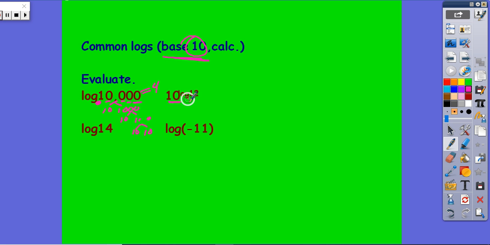The next one right here, 10 to the log base 10. So log base, there's nothing there, so it's base 10. They're inverses, so that equals 12.